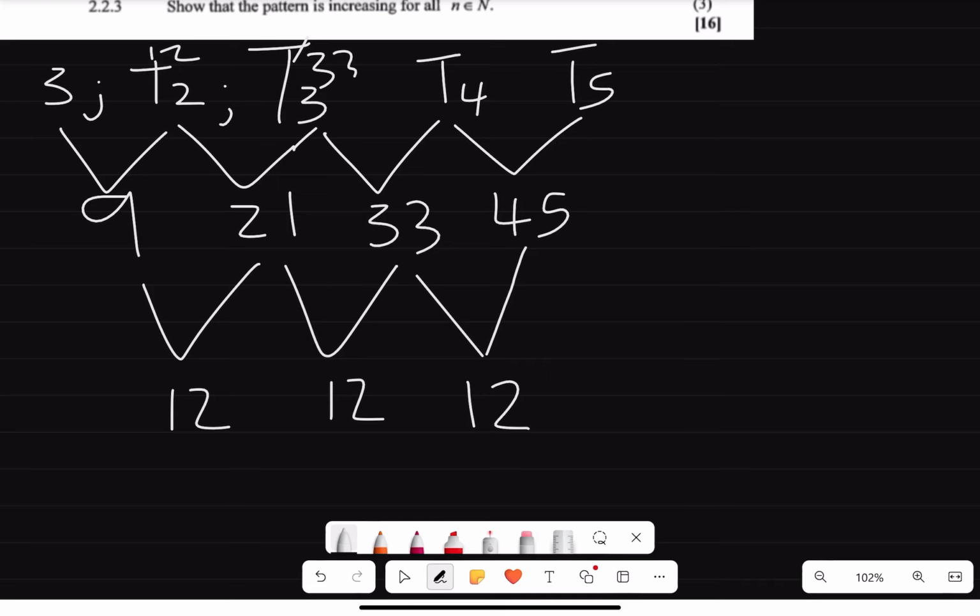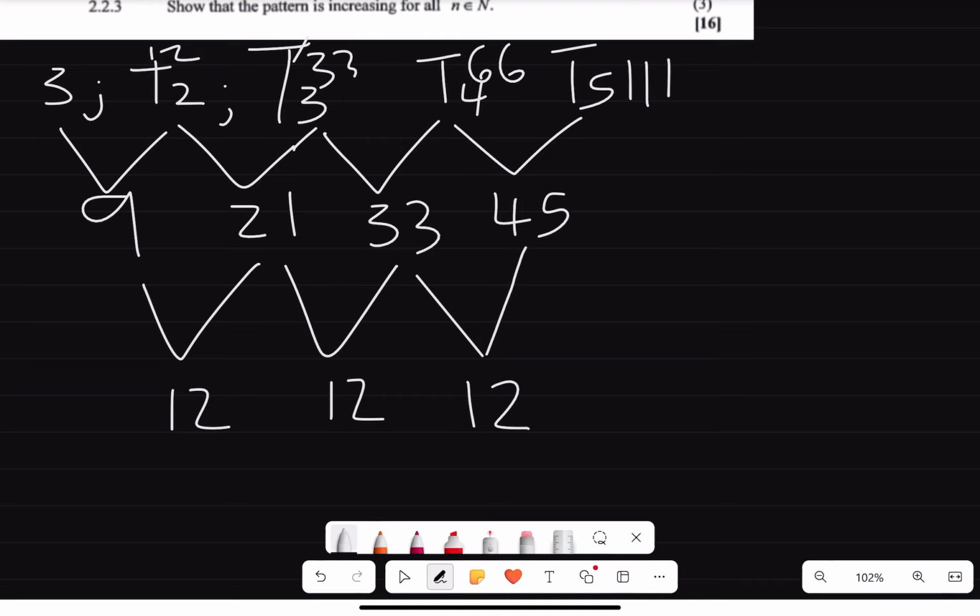Then we're going to say 33 plus 33, which gives us 66, which means term 4 is 66. Then we're going to say 66 plus 45 must give us term 5. So term 5 is going to be 66 plus 45. That is 111. You can see it, 111, right? So that is how you're going to show it, basically.